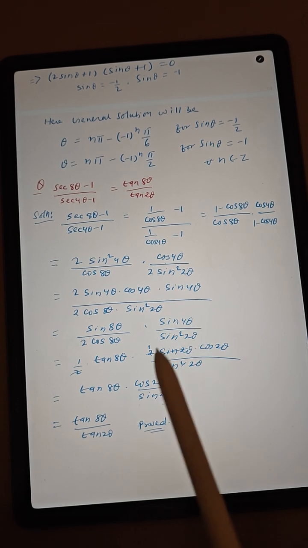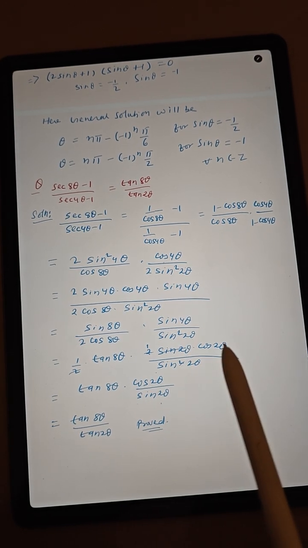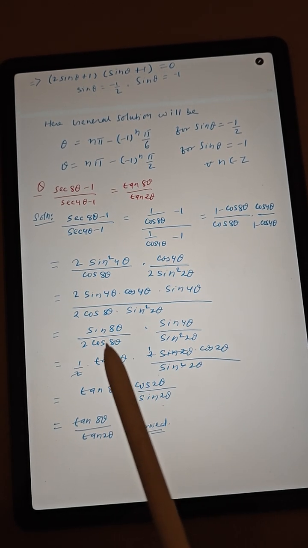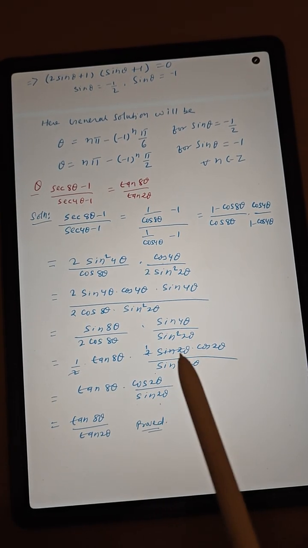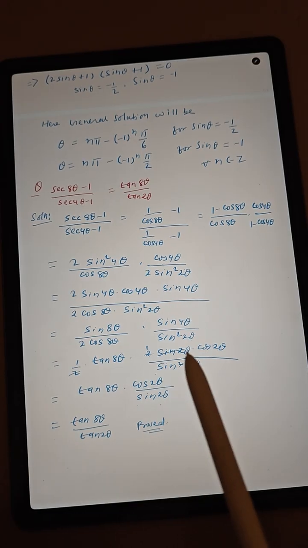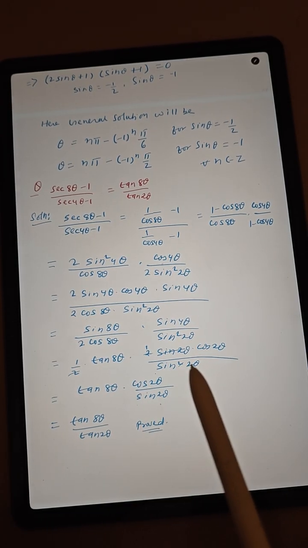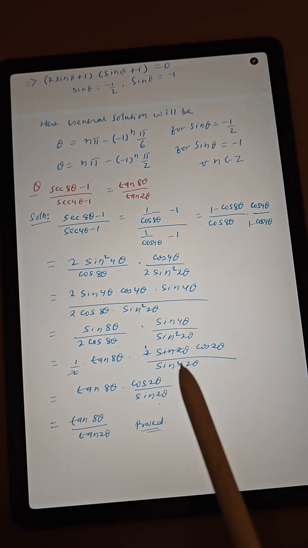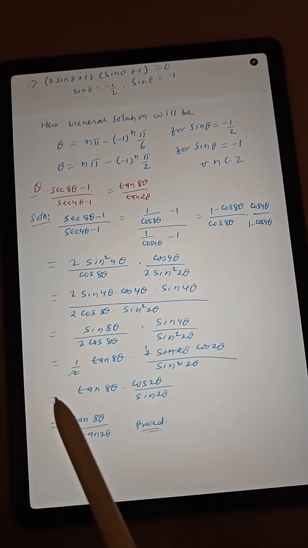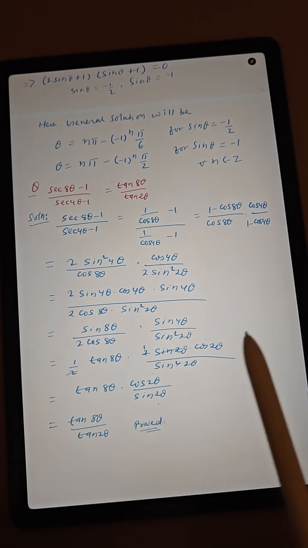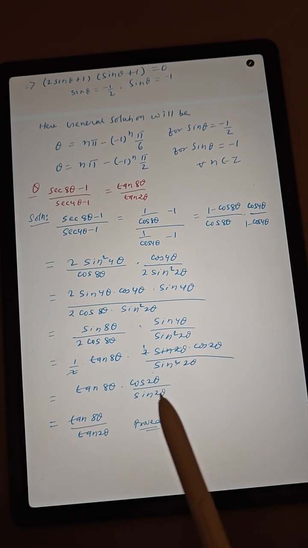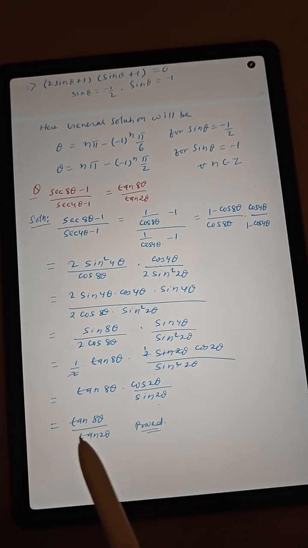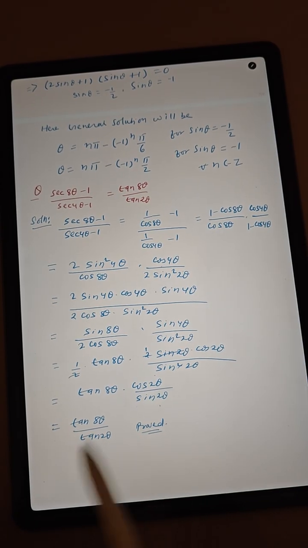Now this sin 4θ can be written as 2 sin 2θ cos 2θ, and sin 8θ/cos 8θ is tan 8θ, over 2, and this is 2 sin 2θ cos 2θ over sin²2θ. One sin 2θ cancels, 2 and 2 cancel. So tan 8θ and cos 2θ/sin 2θ. So cos 2θ/sin 2θ is nothing but 1/tan 2θ. So tan 8θ/tan 2θ.